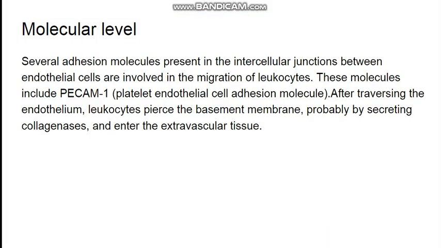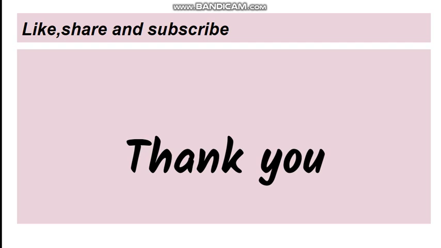Okay, so PECAM, and we have already discussed this. PECAM will mediate, and also the collagenases will mediate the movement. Okay, so this was all about the integrins, selectins, and the migration.